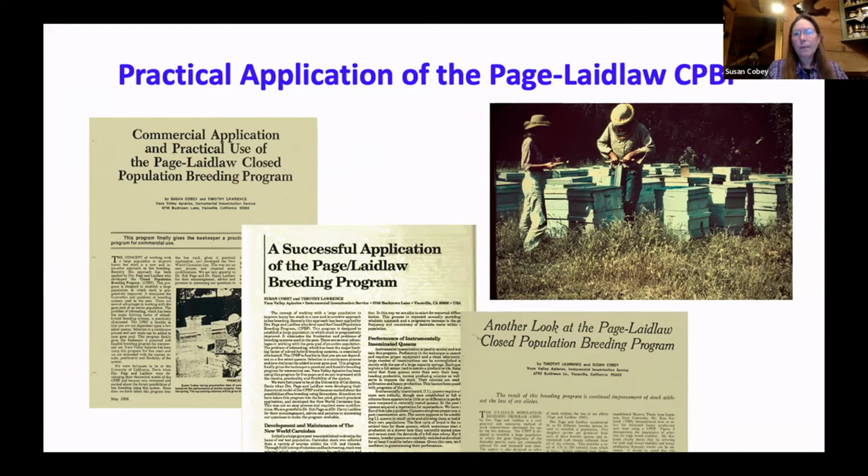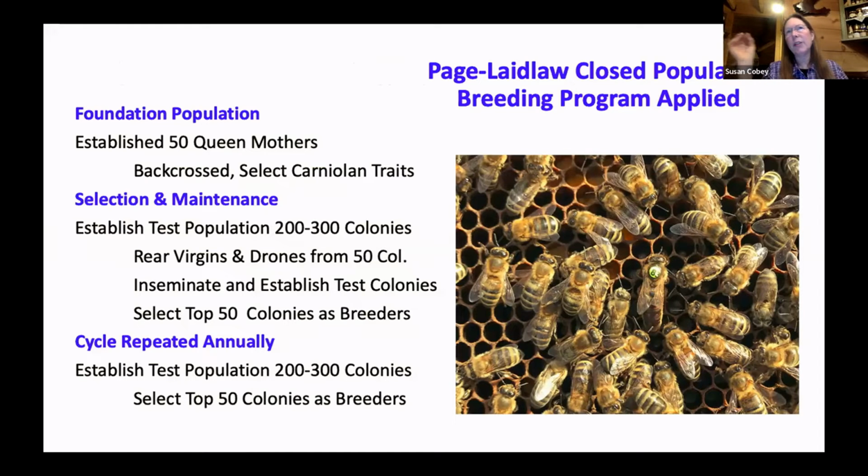It's pretty simple. Basically, as Page and Laidlaw said, if you start with 50 different queen mothers, you can go 20 generations. So basically we collected stock from all over the US and some from Canada. Back cross this, try to get more Carniolan-like characteristics. And then from those, you take virgins, and you take the pool of drones, take semen from the pool of drones from all those, inseminate those queens and make a test population of a couple hundred colonies. Those numbers varied over the year depending on what was going on.